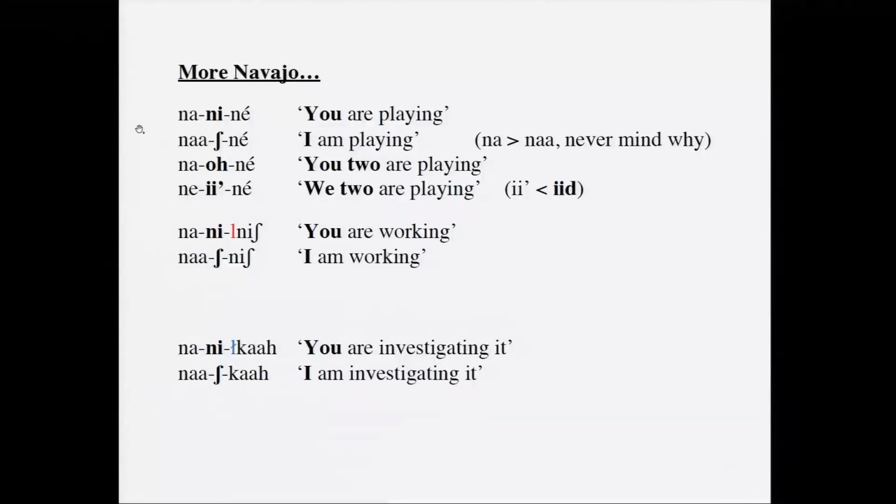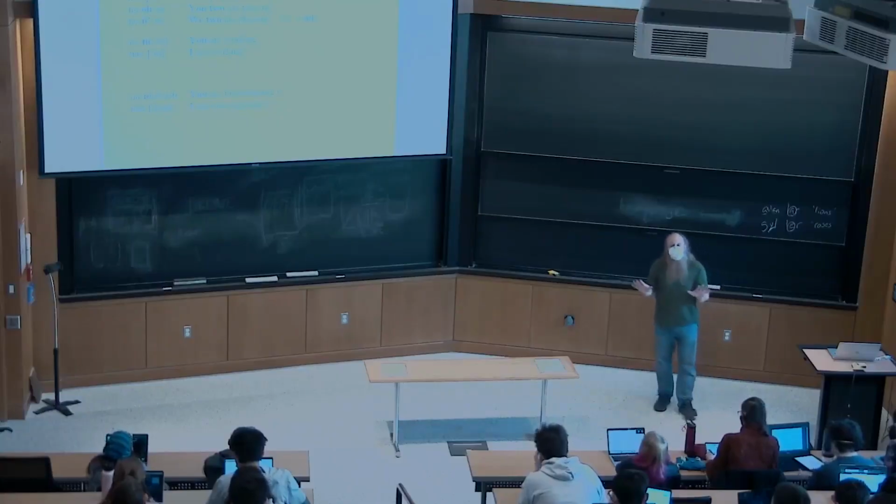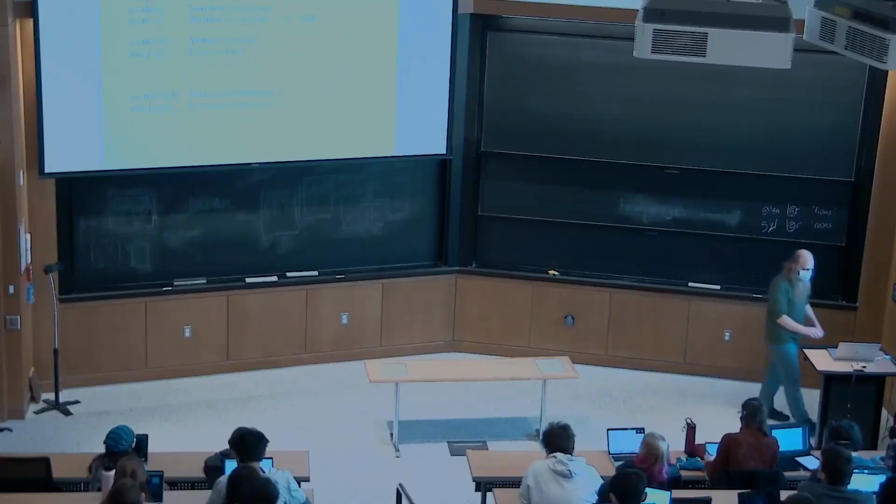So I am playing, we saw that the subject agreement prefix for I is sh. So you get na, shne. The subject agreement prefix sh, if you put it before lnish, you might have expected that to be nashlnish, but it isn't, it's nashnish. So the L vanishes. Similarly, for investigate, we've decided that investigate is ka. So it starts with two consonants, a voiceless L and then a K. If you also have a sh before all that, well, you get rid of the voiceless L, so you get nashka, is I am investigating it.